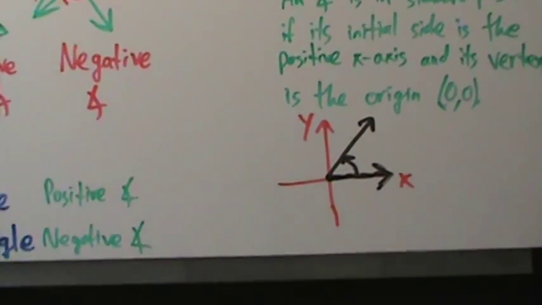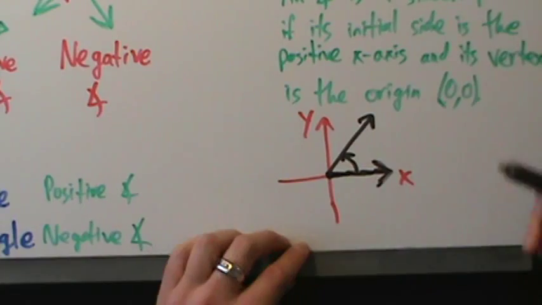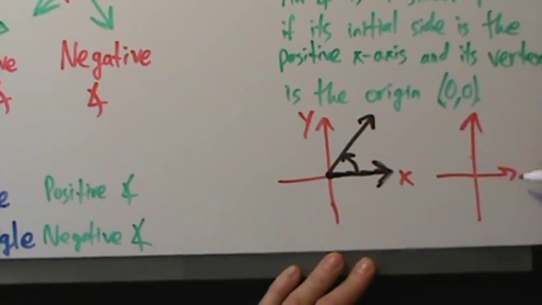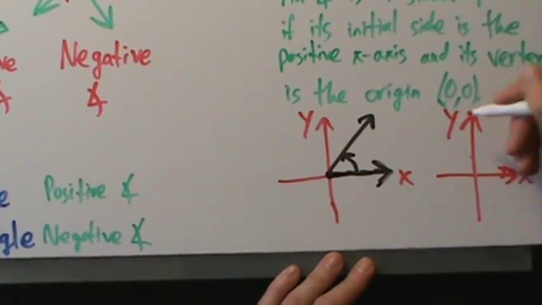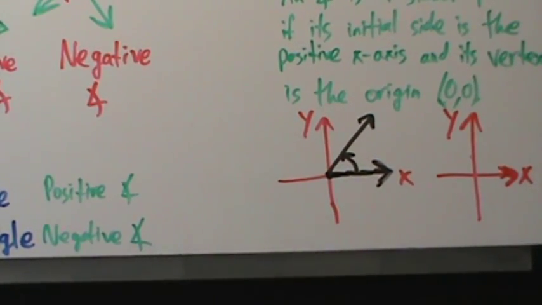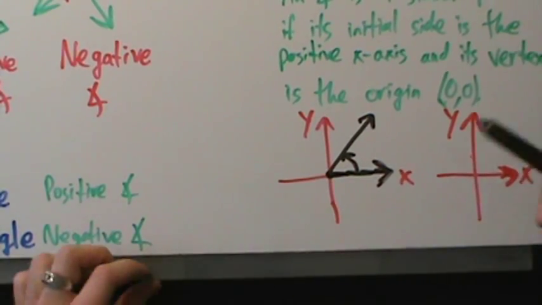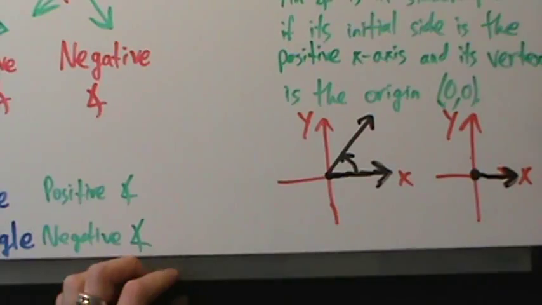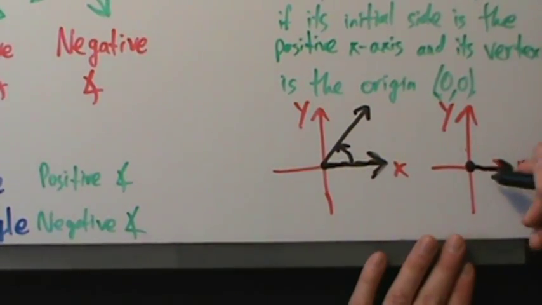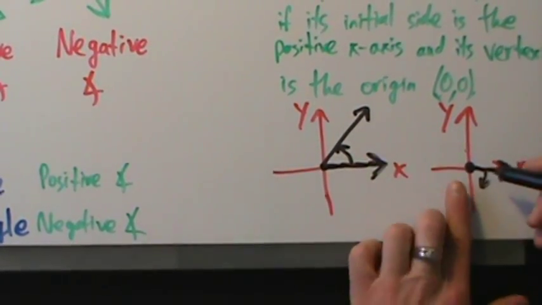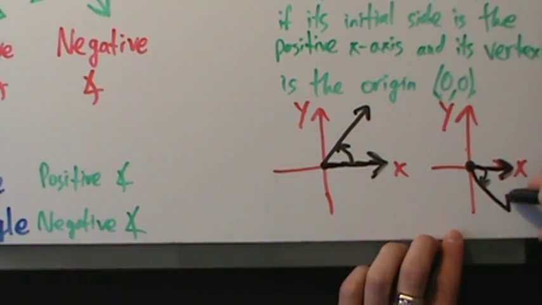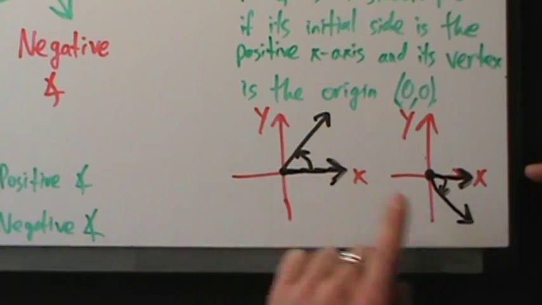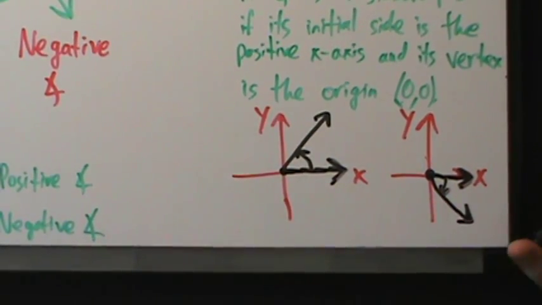But if you move towards the negative, let's draw another one. If you have another angle in standard position like this, with the vertex at the origin and the initial side on the positive x-axis, and you open up towards the negative y-axis, the negative y-axis is down here, if you open up towards that direction, that's going to give you a negative angle. So positive angle in standard position, negative angle in standard position.